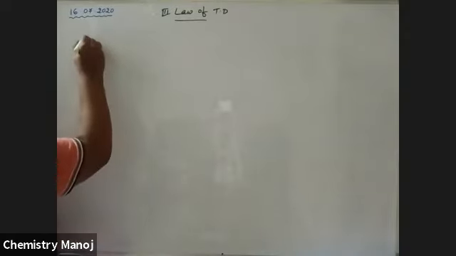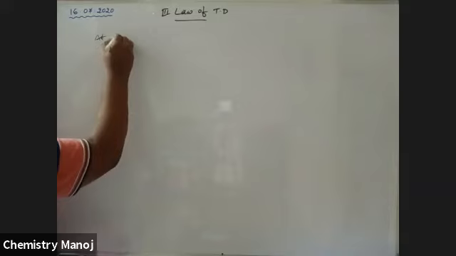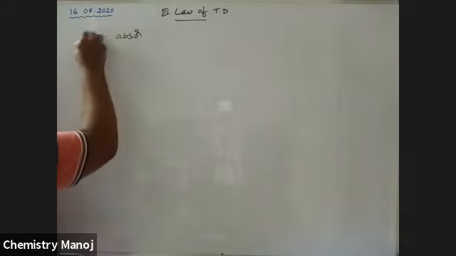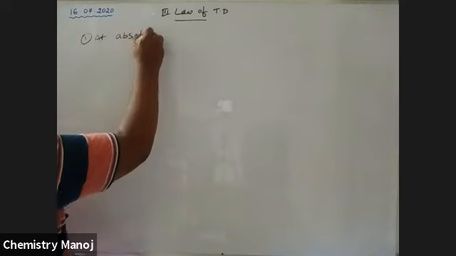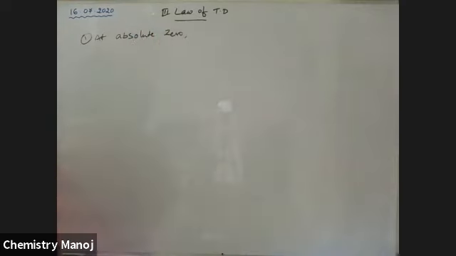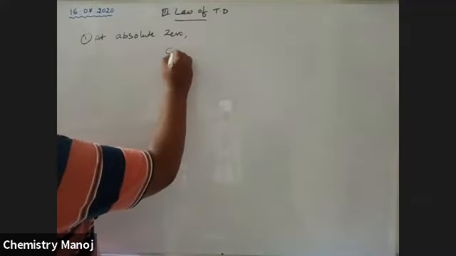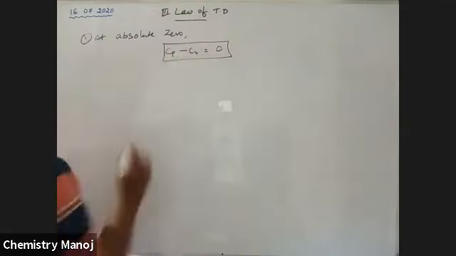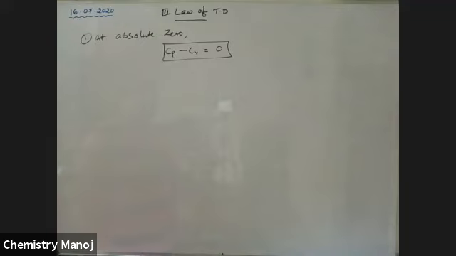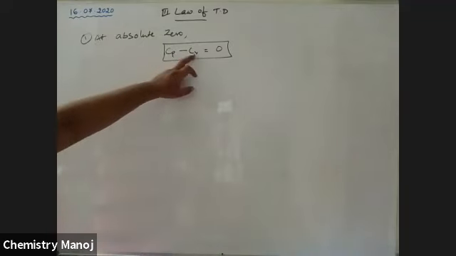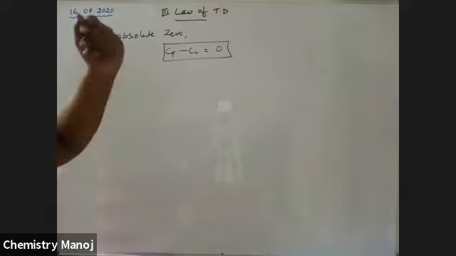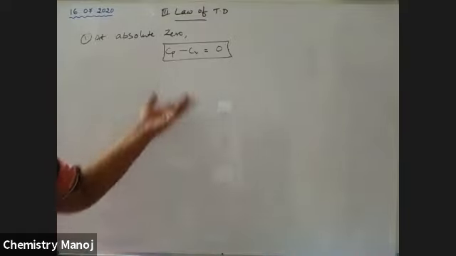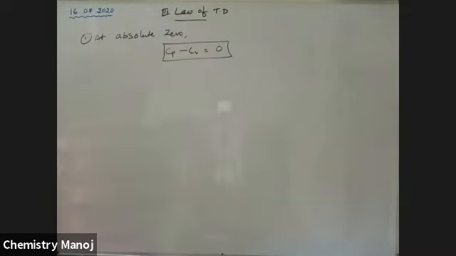So these are some important points, my dear boys. At absolute zero, Cp minus Cv is equal to 0. It is an observed case. Cp is the heat capacity of the gas at constant pressure, Cv at constant volume. Gas does not exist, so heat capacity also does not exist. It becomes 0.